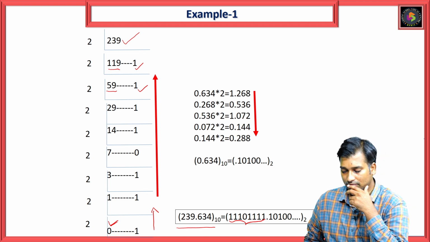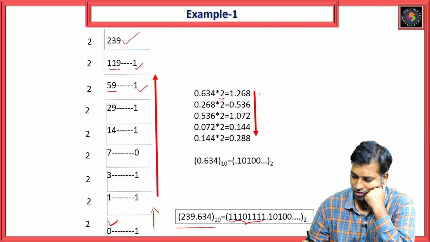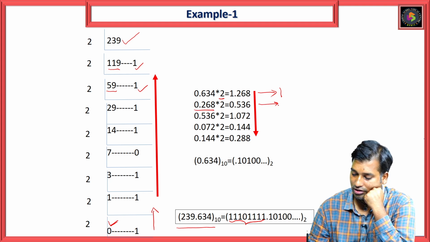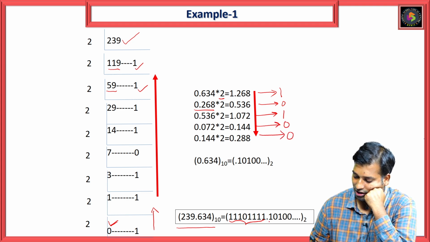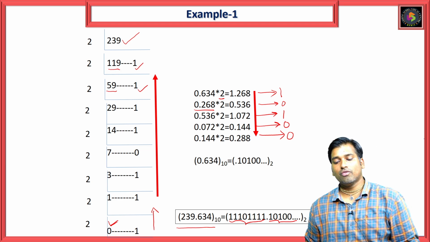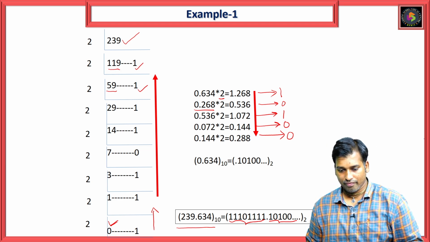In the case of the fractional part, you have to multiply by 2. When you multiply by 2, you collect the integer part. For example, 1.268, the integer part is 1, and for the fractional part, again you multiply by 2. Here the integer part is 0, here the integer part is 1, 0, 0. So the fractional part here is 10100, and the integer part is as I explained. This is how we convert a decimal number to a binary number.